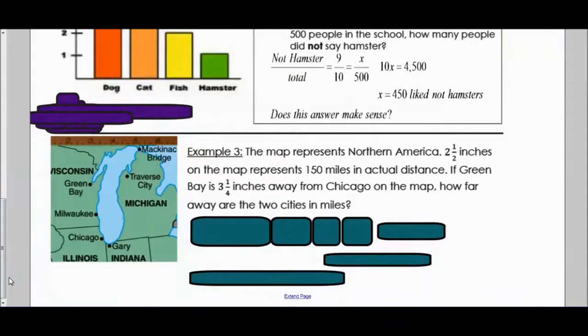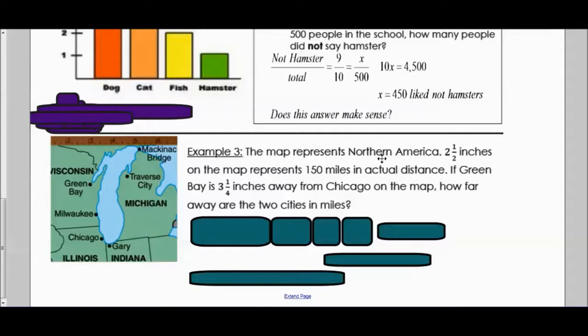Example 3 is a scale drawing of a map. This is a really common type of problem. They're going to give us a scale drawing of a map, and they're going to say that some number of inches or centimeters, some small measurement relates to some bigger measurement, miles or kilometers in real life. So some measurement on the map compared to some measurement in real life.